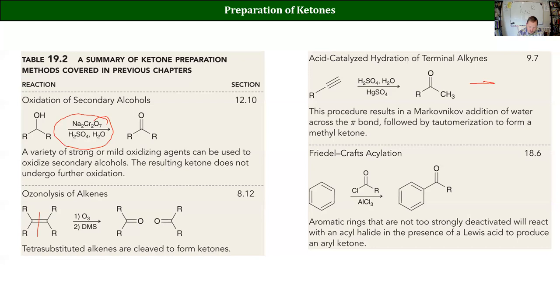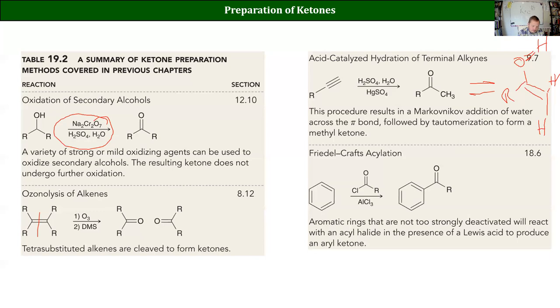The enol intermediate looked like this, and then both of those were hydrogens. That's supposed to be an oxygen there. Didn't give myself enough room. So that would be the first product that you would get when you do acid catalyzed hydration. And then it's going to rearrange itself into the ketone.